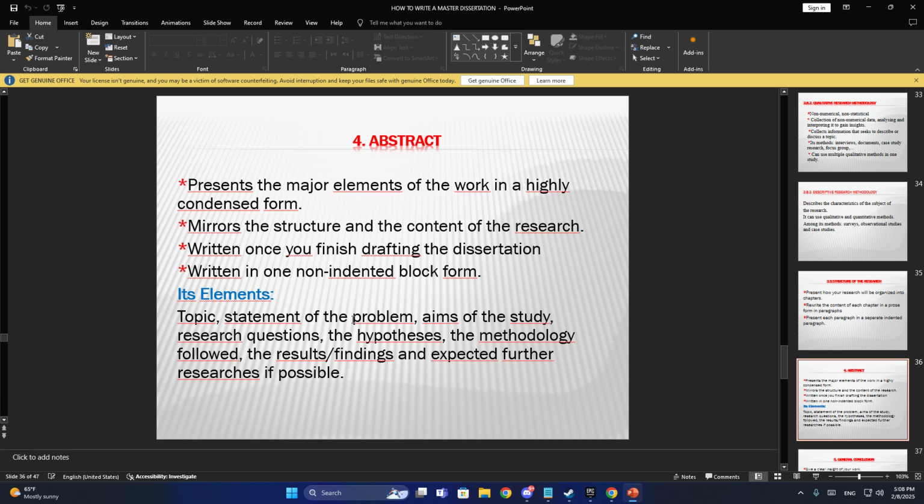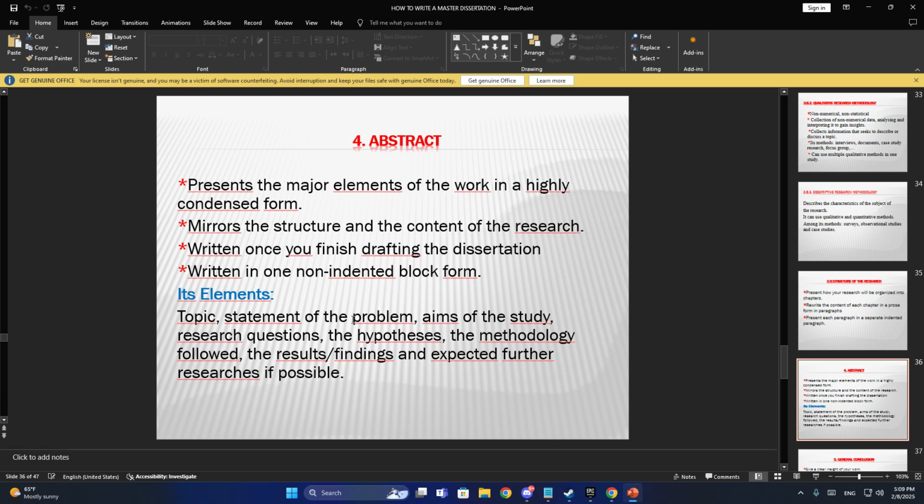It mirrors the structure and the content of the research. It means I read this short abstract, and I get an idea about the content of the research problem, the methodology, the findings. It is written once you finish drafting the dissertation, and written in one non-indented block form, which means the abstract should not be indented. Now, what are the elements that I should mention in a condensed form? Condensed form means it should be very concise.